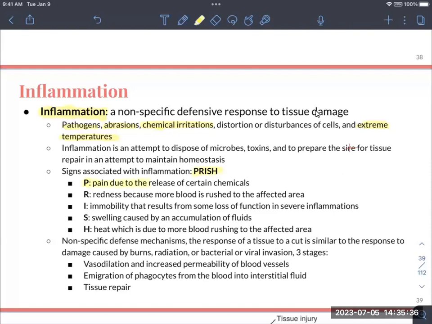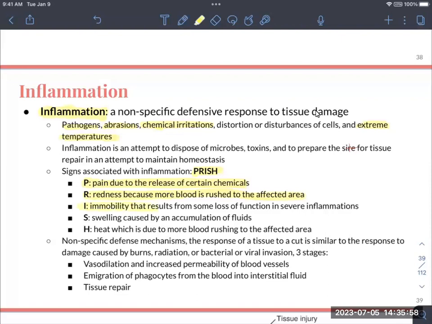The pain is because chemicals are being released. Chemicals get released because it brings some of these white blood cells to the area. We have redness. More blood is rushing to that area because all those chemicals that may have been released because of that tissue damage.